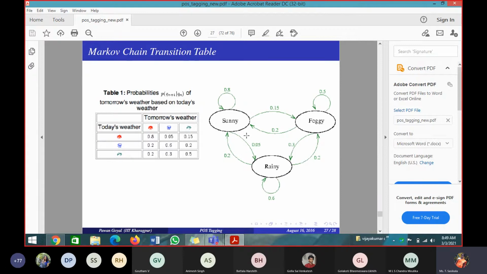The probability of the weather is given in the form of a state transition diagram. So using the diagram, find tomorrow's weather given today is sunny. What will be the weather tomorrow? Like that they may ask.